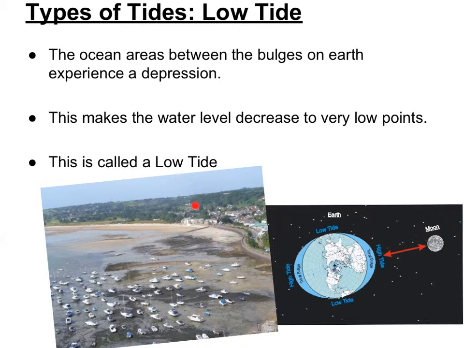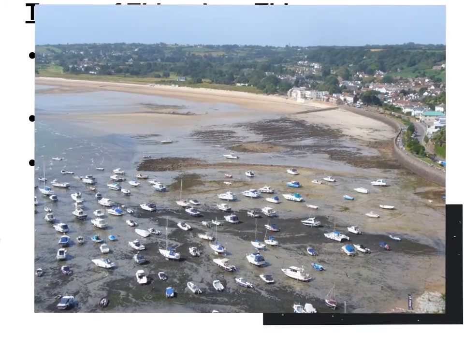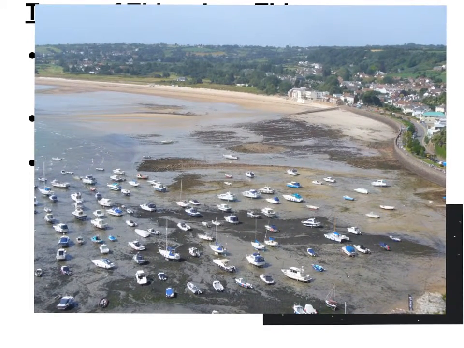We have a pretty amazing picture here on the left-hand corner of a low tide. And I'm going to expand that out for you. So as you can see, there are many boats on this sandbar, and it's because of this extreme low tide that came all the way out. And these boats normally would be up in the water.